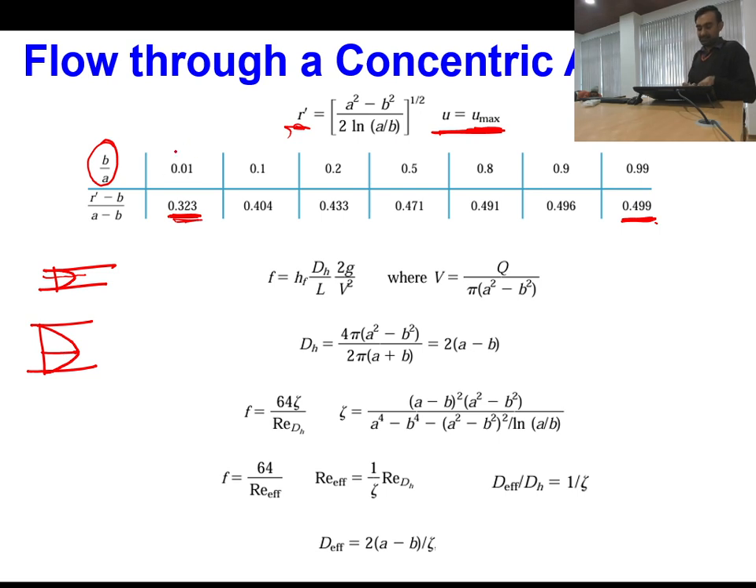When b by a is small, it means the spacing is large, and the maximum is coming close to the inner cylinder, and it is coming at the center when the spacing is small.